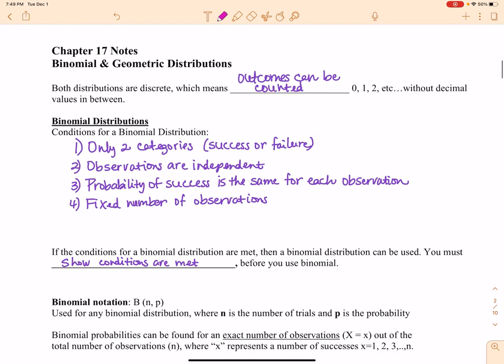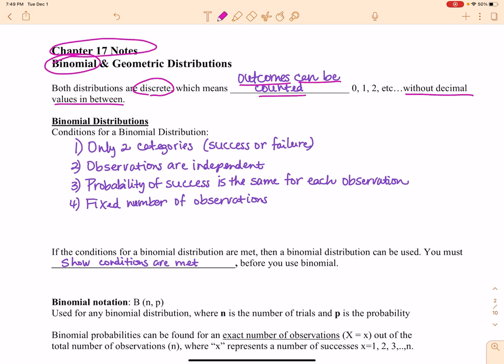Okay, AP Stat, this video is going to center around Chapter 17, Binomial Distributions. Now, as we talked about in Chapter 16, we talked about discrete probability distributions. So, binomial distributions are a type of discrete probability distribution because the outcomes can be counted. In other words, we are using numbers without the decimal values between them. That would be a continuous distribution, and these are discrete distributions, just like what we talked about in Chapter 16.